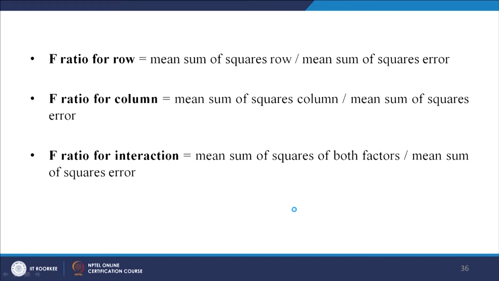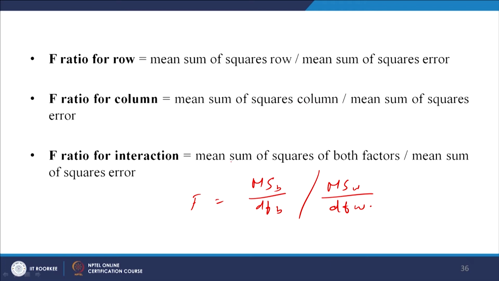Now we have to find out the F ratio. F ratio for the row is equal to mean sum of squares row divided by the mean sum of squares error. This is how the formula is given. F is equal to MS between, which is SS between divided by df between, divided by MS within, which is SS within divided by df within. Okay. So, the F ratio is mean sum of squares row by mean sum of squares error, right. Similarly, mean sum of squares of column, because there are 2 different factors, rows and columns, that is why this is being done.